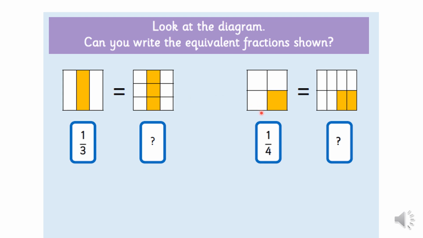Over on this side, 1/4 of the shape has been shaded in. The same shape has been divided into 8 equal parts, but these two here are exactly the same size still. So 1/4 here is the same as 2/8 over here.